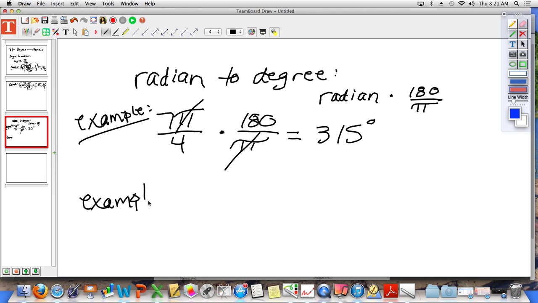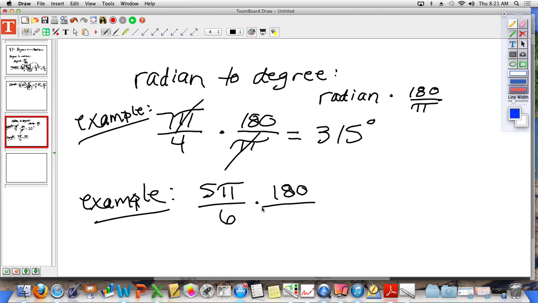Let's say that you are starting with 5 pi over 6. We need to change it so that it is a degree measure. Right now it is not. So we are going to multiply it by 180 over pi. The pi's cancel out, one on the top, one on the bottom. You take 5 times 180, you get 900, and then you divide that by 6. That gives 150 degrees.